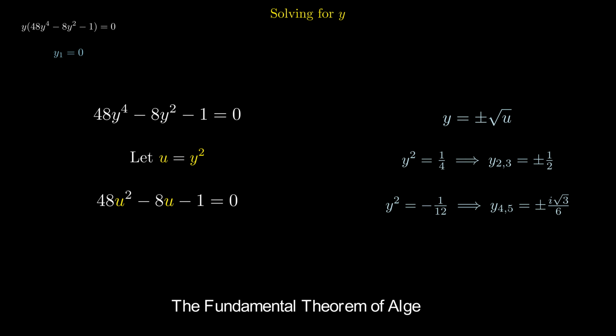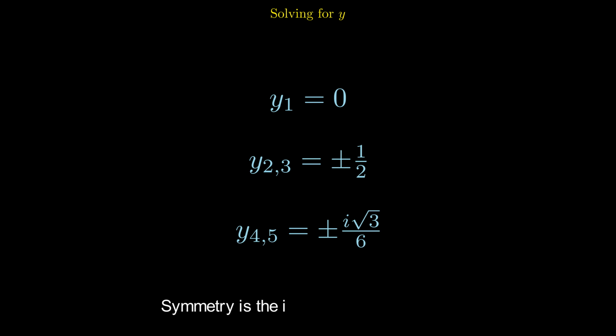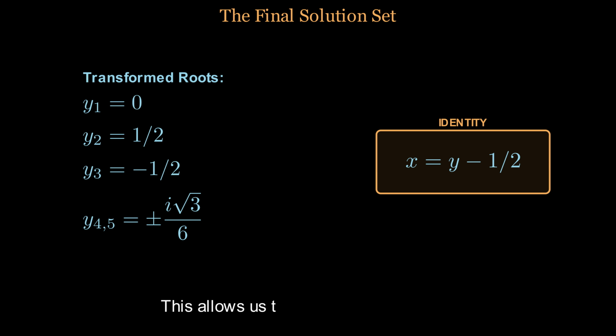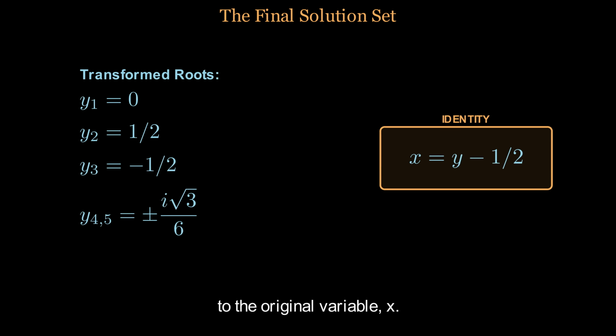The fundamental theorem of algebra necessitates 5 roots for any quintic equation. We have derived all 5 through logical necessity and structural decomposition. Symmetry is the instrument that resolves what appears at first to be impossible. Recall our transformed roots y and the linear mapping we established earlier. This allows us to map our solutions back to the original variable, x.